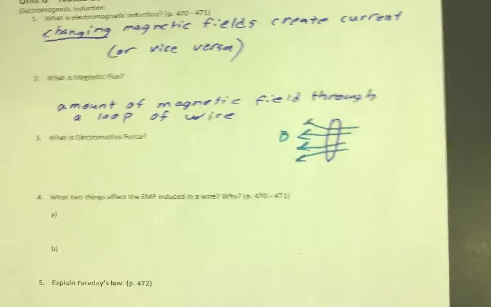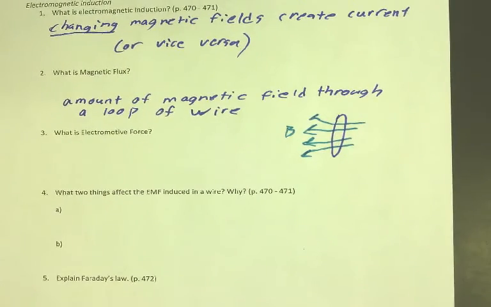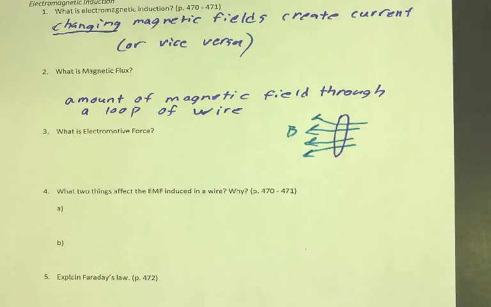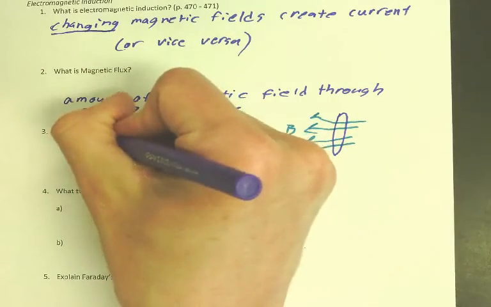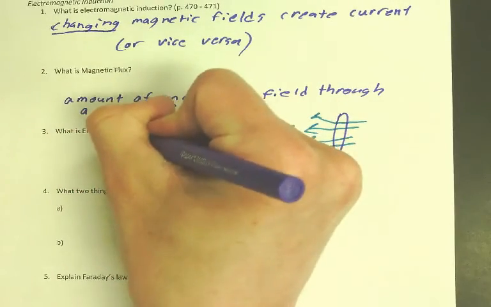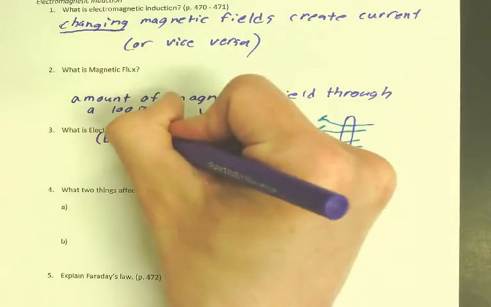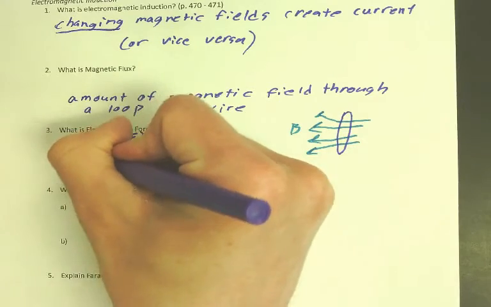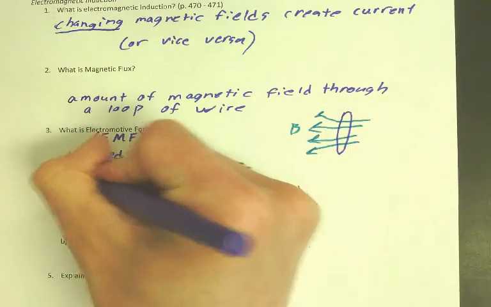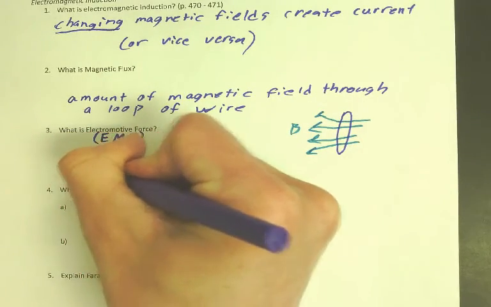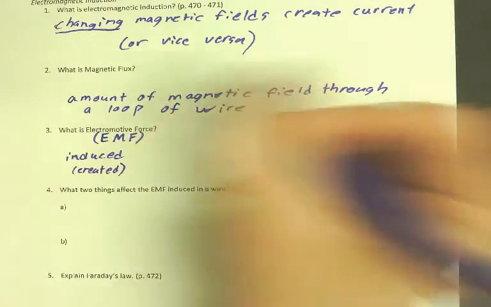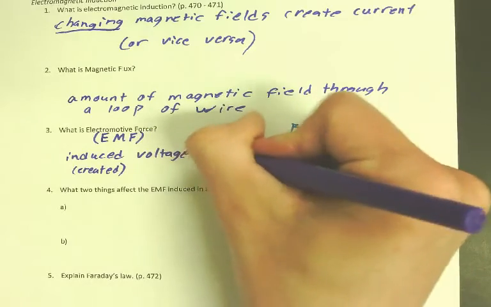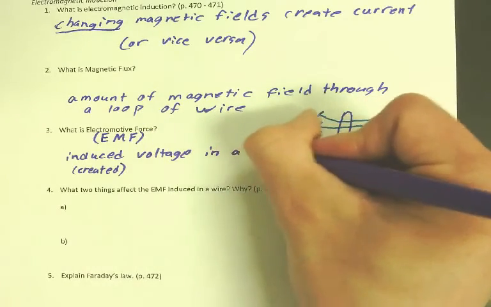One last thing to look at here before we jump in and try out the lab and then talk about that is number 3. So what is electromotive force? So electromotive force, first of all, is called EMF. And it basically is an induced, which basically means created, so it's an induced voltage in a loop of wire.